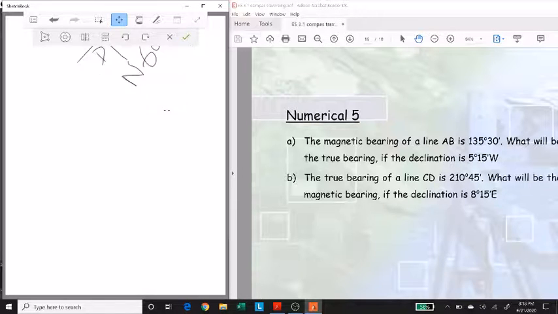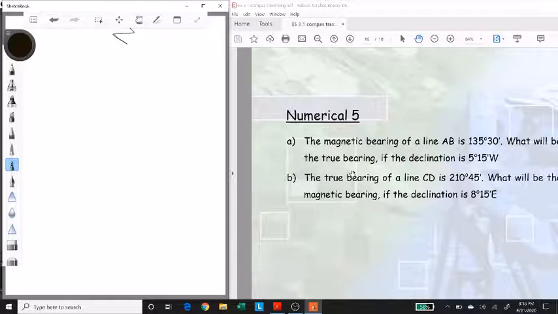So in this one, what we need to do is that the magnetic bearing of a line is given, and they are asking you to find out the true bearing if the declination is this much. So they have given you the magnetic bearing, and they've asked you to find out the true bearing, and they've also given you the declination, and they have shown you the direction of the declination. It could be east or west, like we discussed. So in this case, it is west.